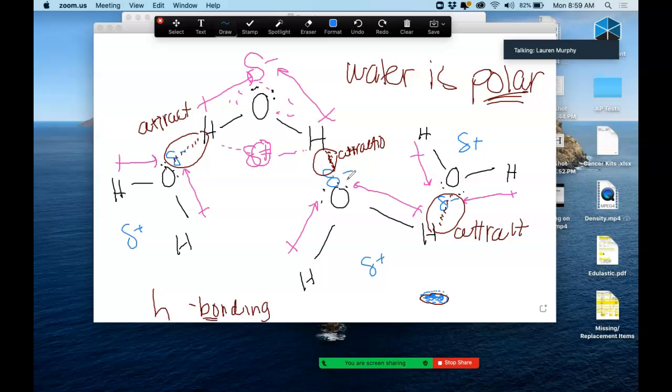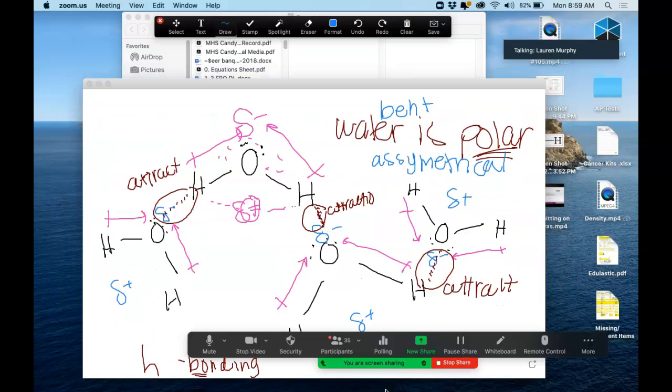And the reason that it happens is because of the bent shape. The shape is bent. The bent shape is asymmetrical, meaning it does not look the same every way you look at it, okay? And that's what causes an entire molecule to be polar.